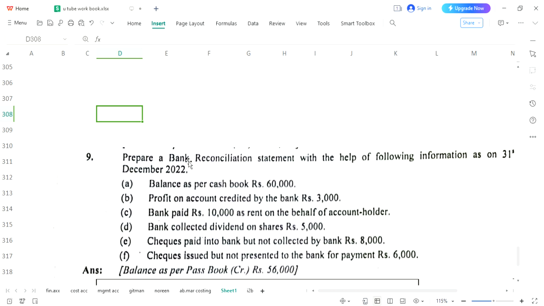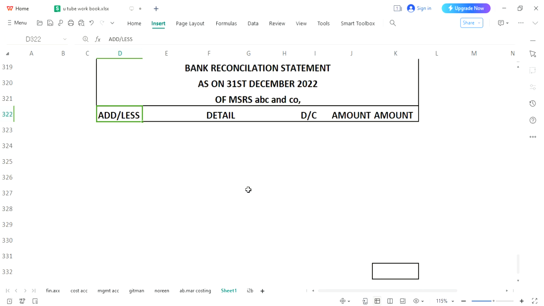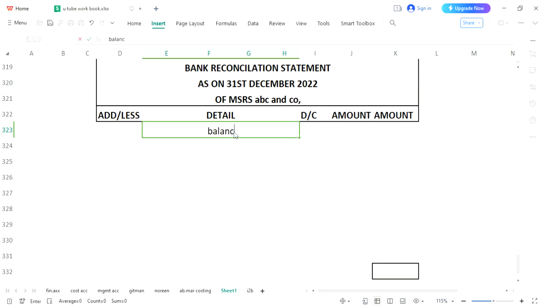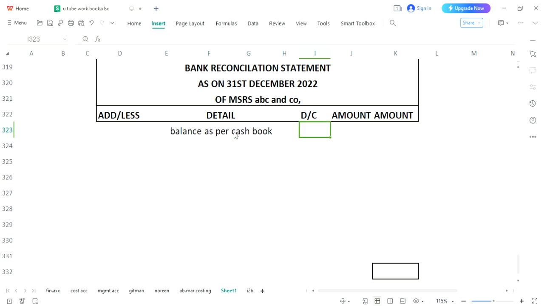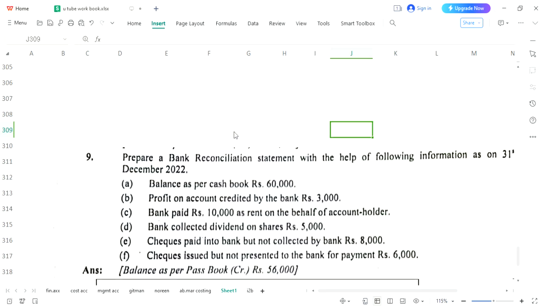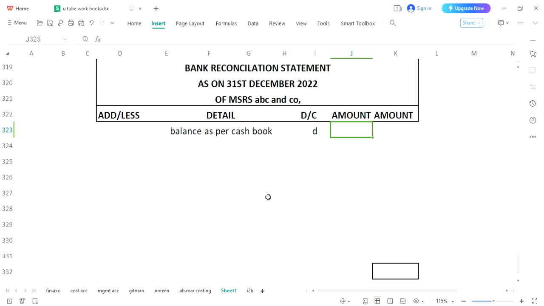These are the six inputs given in the question. As usual, the first step is to mention whether they are debit or credit, and then we will separate them. The first entry is showing the balance as per cash book. So we will write the details, balance as per cash book. Rules say the balance as per cash book should be written on the debit side. Now let's see how much the amount is. It is 60,000. Just post 60,000 in the amount column.